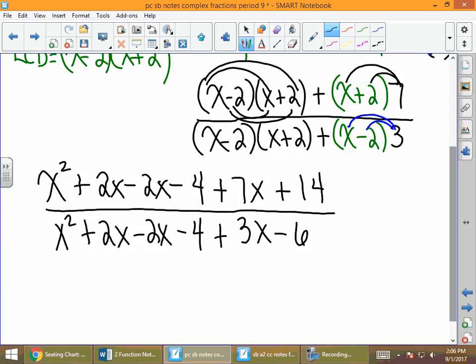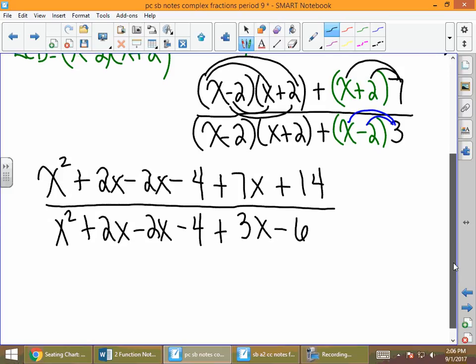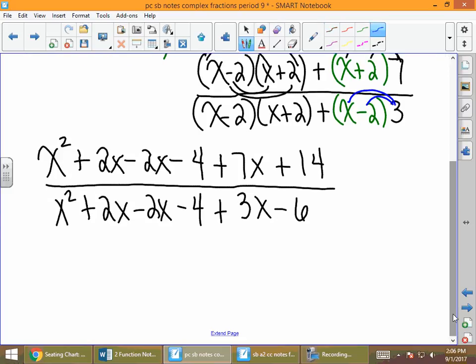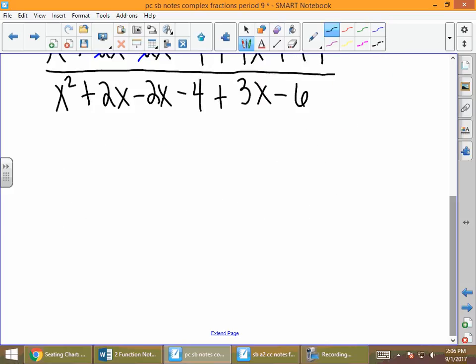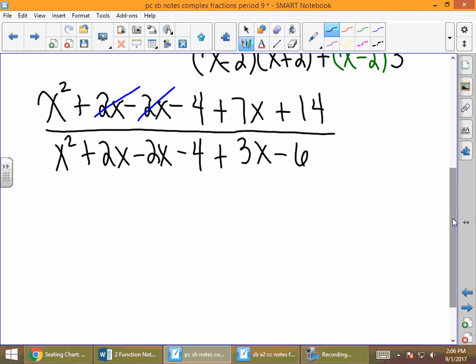So we look at this, and we need to combine like terms. The nice part is we've got 2x minus 2x. When we simplify up there, there's nothing like the x squared. The 2x's cancel out. Then we have plus 7x, and negative 4 plus 14 is plus 10.